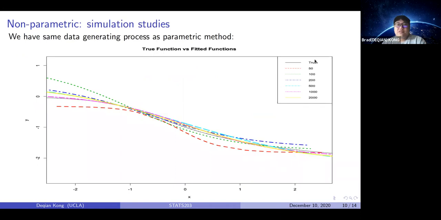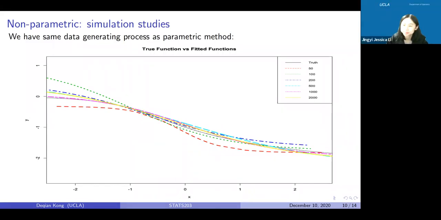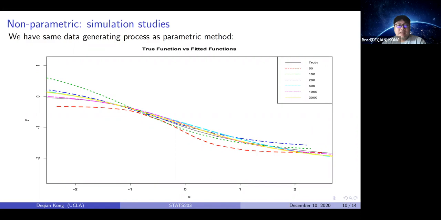Next, I reproduced the simulation study as the parametric model did before. We have exactly the same data generating process as the parametric method. From this figure, we can see that as the sample size increases, the estimated model is more like the true model, just like this yellow one. Which means it's consistent. Next slide, please.